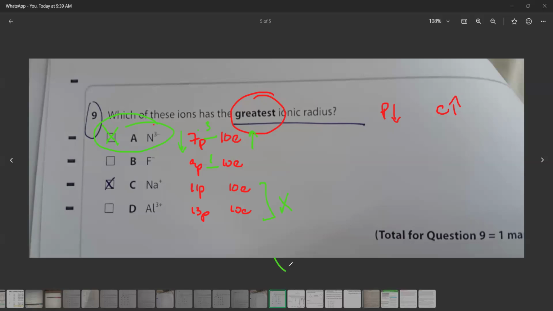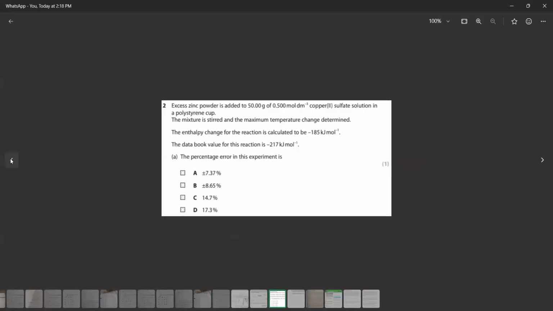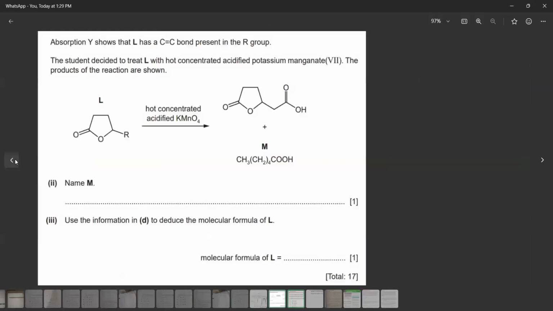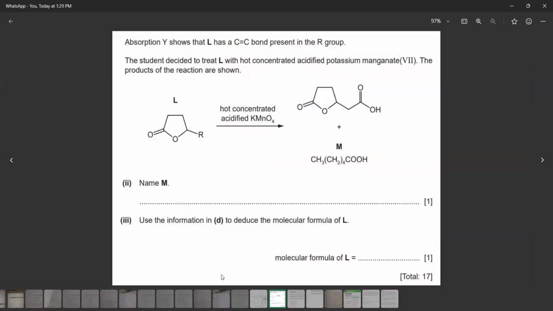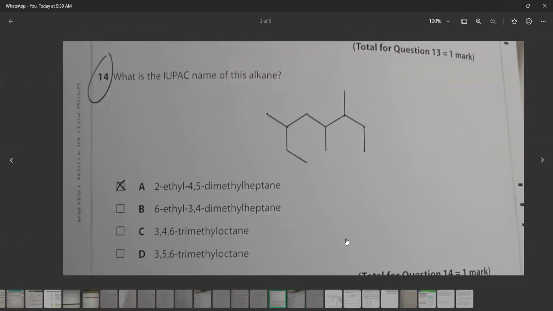Is it clear, this one? Any other doubt or question? Any other doubt or question related to the exam or the past paper? No doubt.